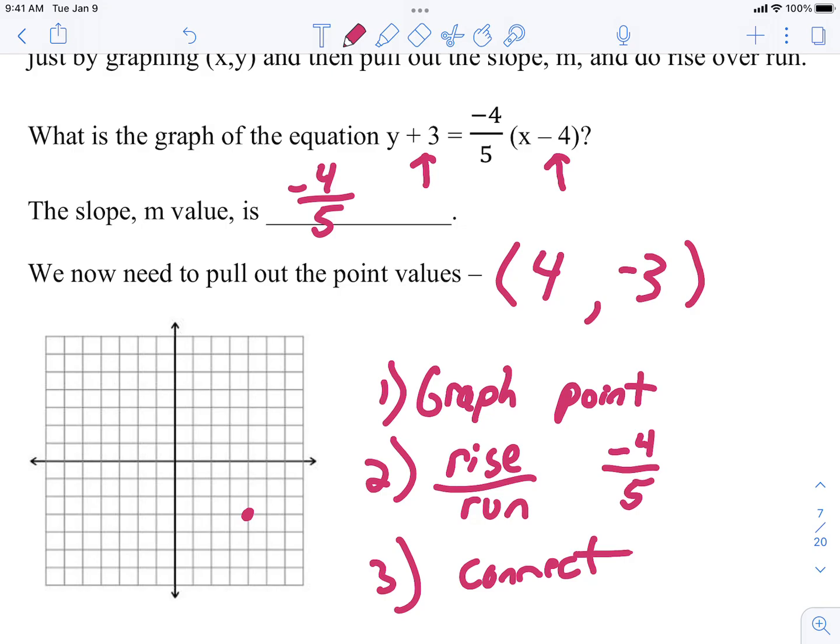But if you notice on my graph, I would run out of room as soon as I started to go right 5. So what can I do? I can flip the way I say this and give the negative to the 5. So I can go up 4, 1, 2, 3, 4, and left 5, 1, 2, 3, 4. Like that. Rise over run, remember. Go up or down first. And I'm going to fill out my graph when we go up 4 again. 1, 2, 3, 4. And then I'm going to use a ruler and get a straight line. That is how you graph in point-slope form.